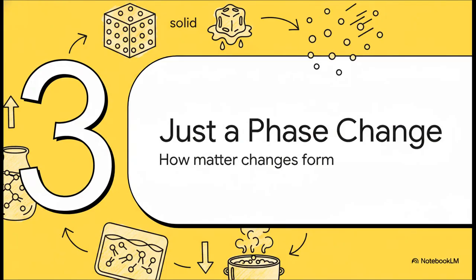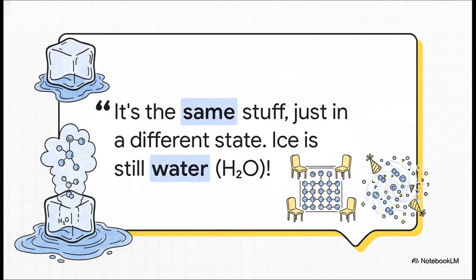So we have solids, liquids, and gases. But here's the really cool part: matter can actually switch between these forms. It's not locked in forever. And this amazing transformation is called a phase change. And believe me, it happens all around us all the time. And here is the single most important thing to remember about this.